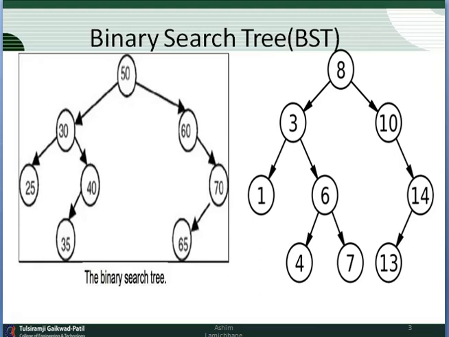Second diagram is 8 is the root node, where 3, 1, 6, 4 and 7 are the values acting as a left subtree of the root of this particular tree. So it is on the left hand side of 8, and the values which are more than 8 are kept on the right hand side of 8.